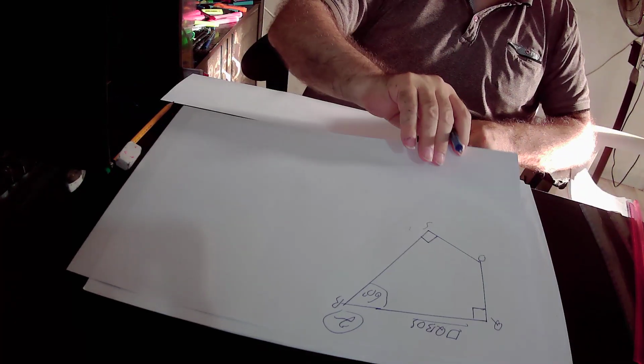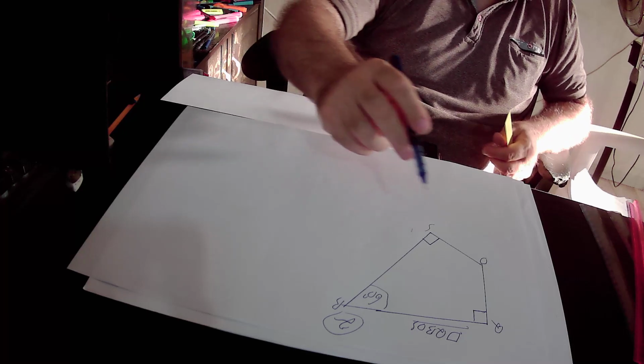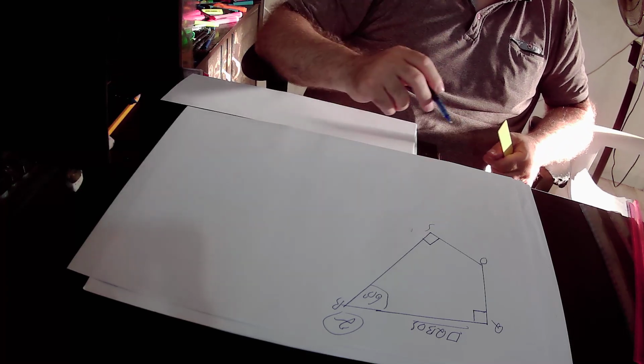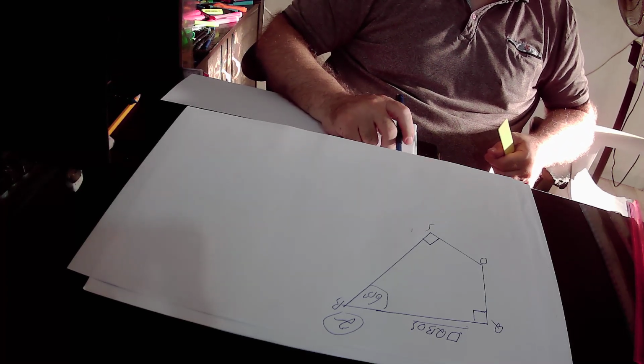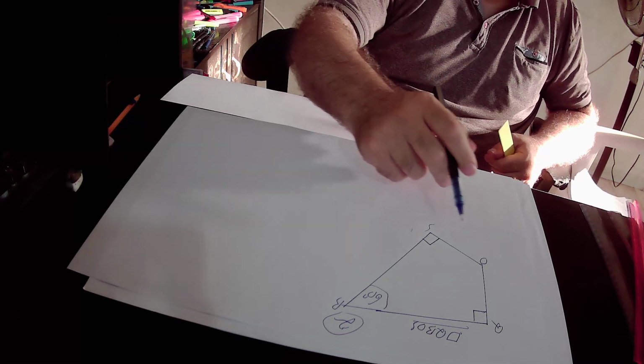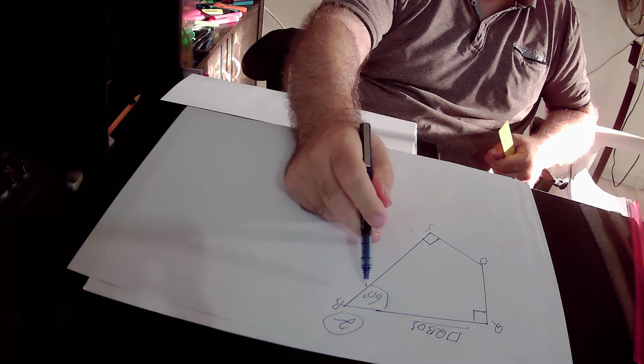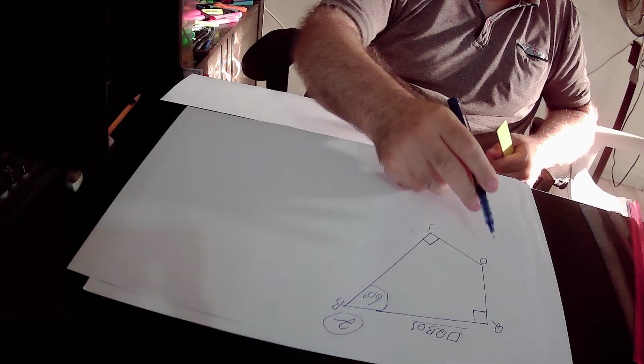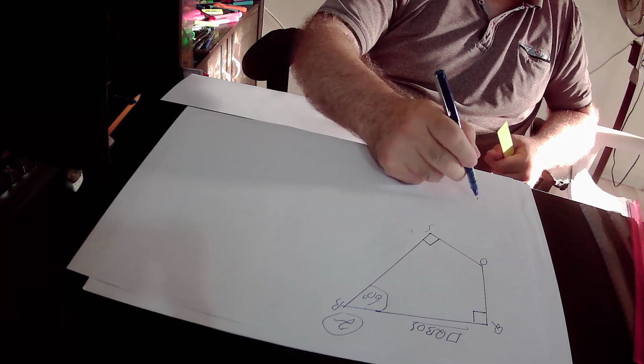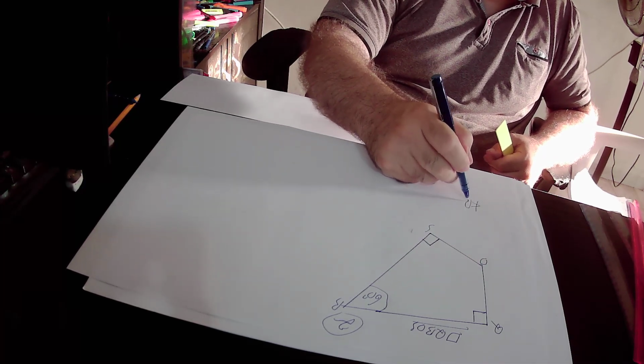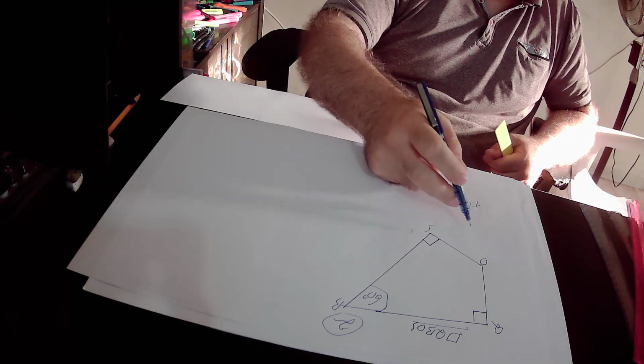So actually, this is quadrilateral QBOS that I copied from the original drawing. In quadrilateral QBOS, we have two right angles, and this angle equals 60 degrees. Angle QOS is the missing angle. What is the value of angle QOS?